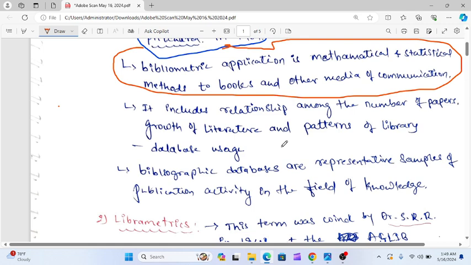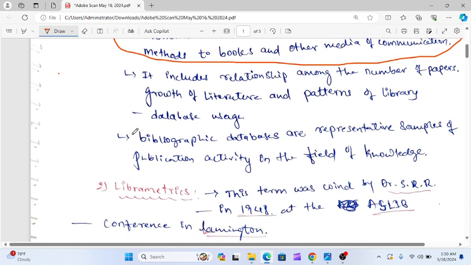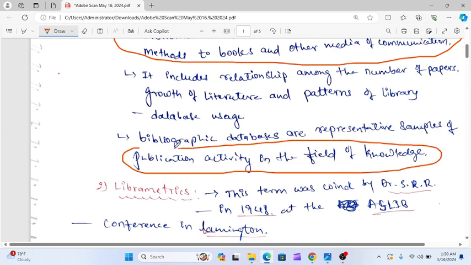These are called quantitative in the sense that we study in a mathematical and statistical way. And library usage databases, these are all applications of bibliometrics. Bibliometric databases are a representative sample of the publication activities in the field of knowledge. These are the publication activities in the field of knowledge.